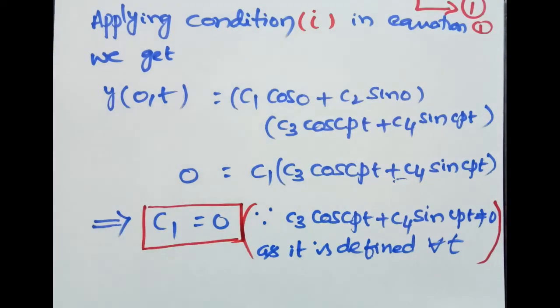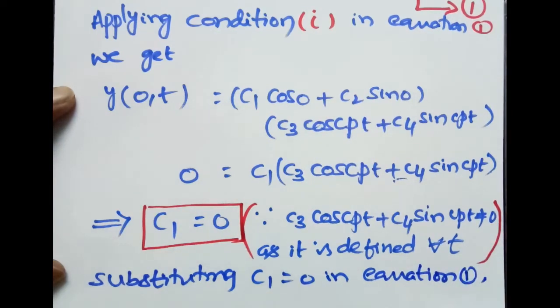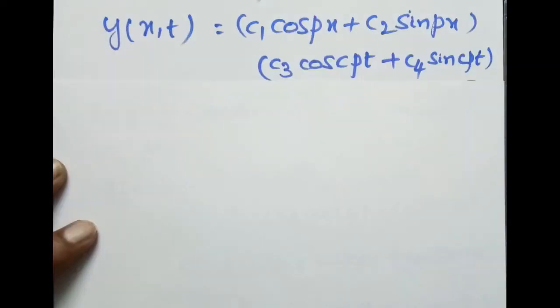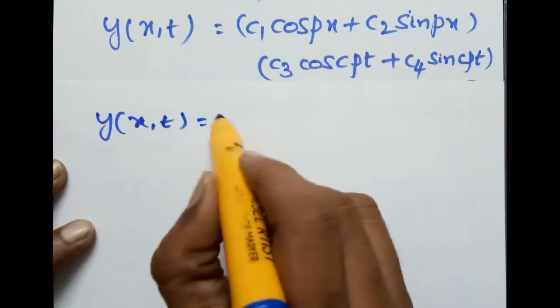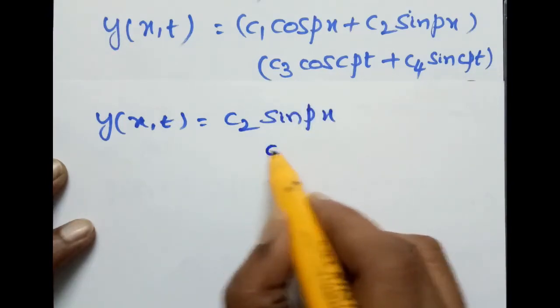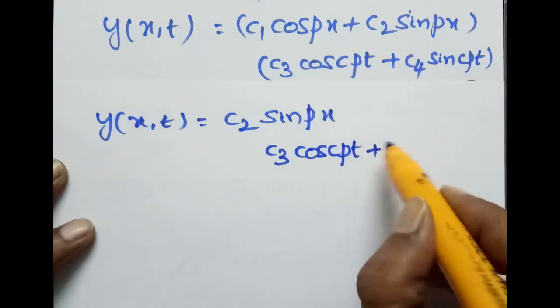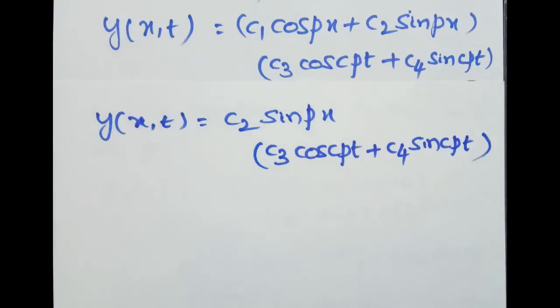Now substituting C1 equal to 0 in equation number 1, we get y of x comma t equal to C2 sin px into C3 cos cpt plus C4 sin cpt. Say this is equation number 2.